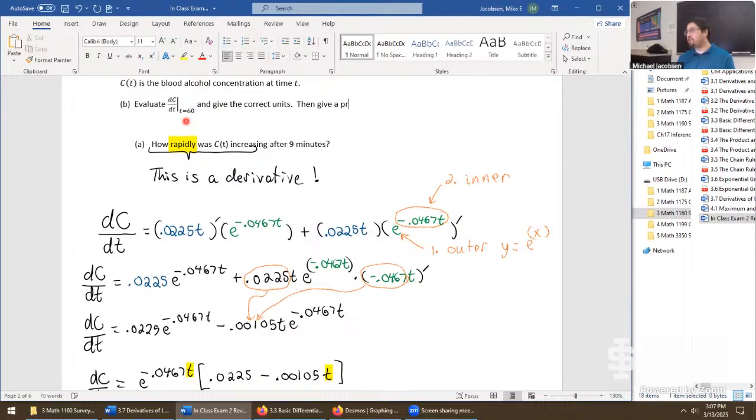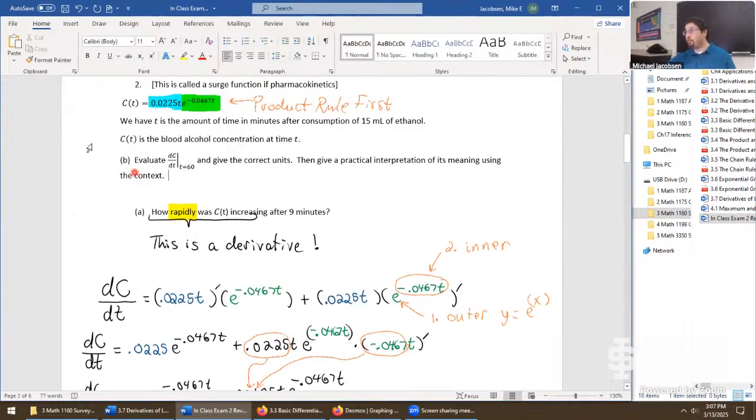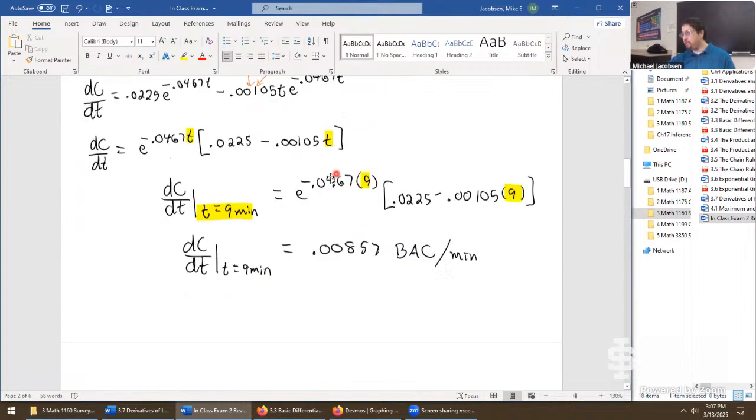Then give a practical interpretation of its meaning using the context. So this is how I'd probably ask question A if it's a real exam question for this kind of content. So let's take this away, put it down below.